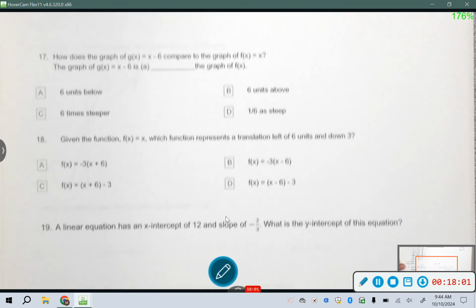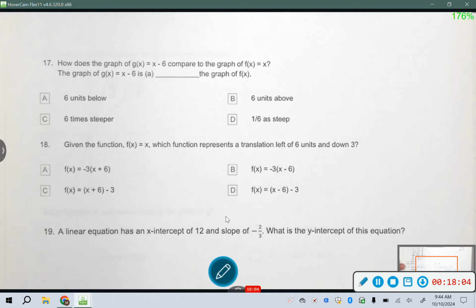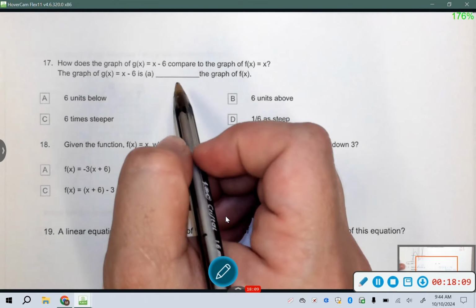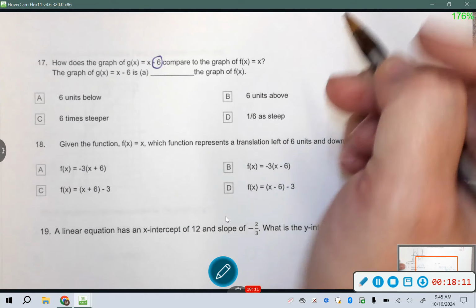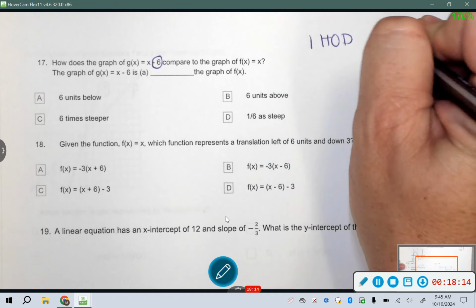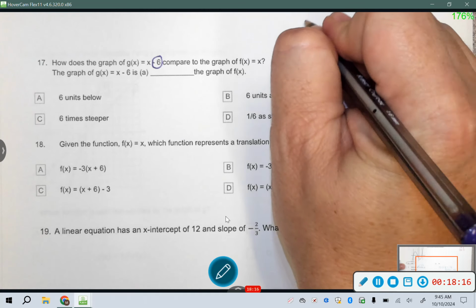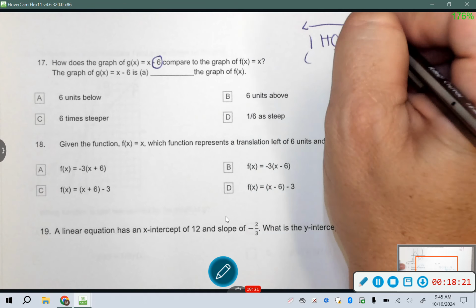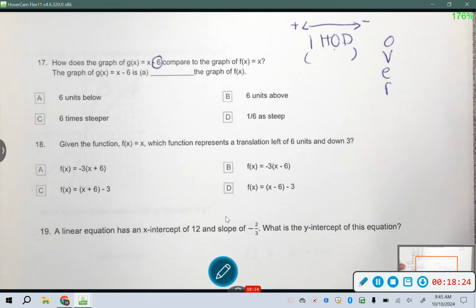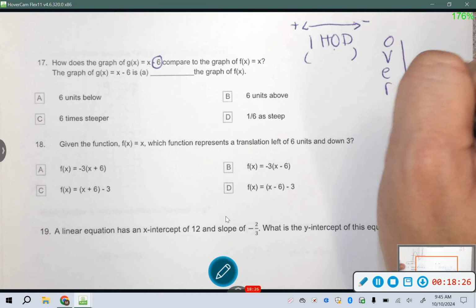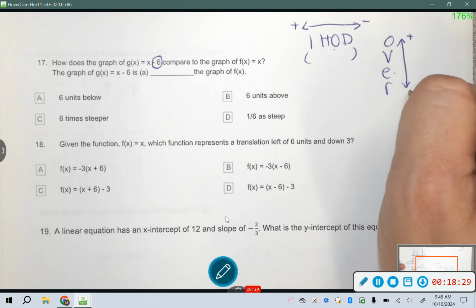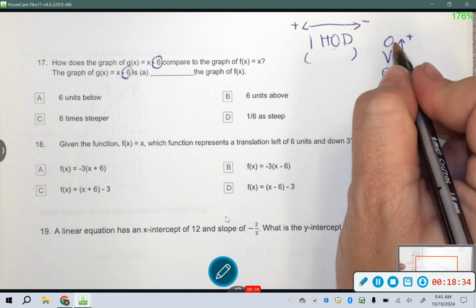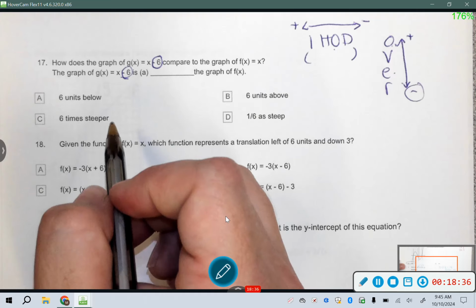Okay, look at number 17. 17 says, how does the graph of g of x equals x minus 6 compare to f of x equals x? Well, I know that this is an outside change. I-HOT: H is horizontal, and it's inside your parentheses. Okay, and it's opposite. So to the right is minus, to the left is positive. Outside is vertical, and it's exact. So up is plus, down is minus. So I have an outside change of minus 6. Minus on the outside, O stands for outside, is down 6.